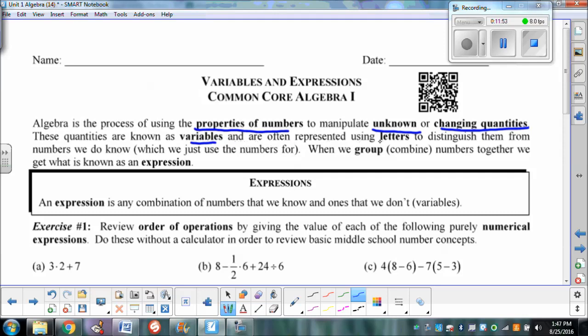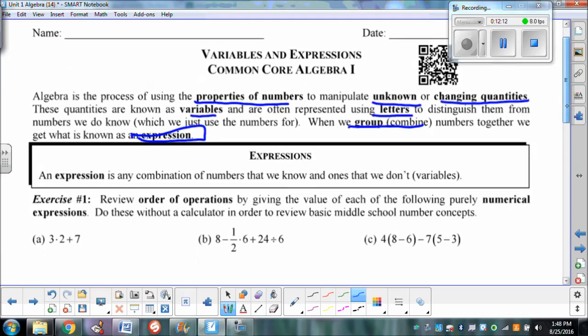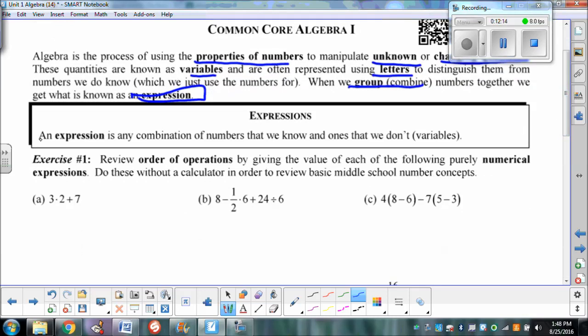And are often represented using letters, okay. Big popular one is the X. He's probably the most popular letter that we'll use. When we group or combine numbers together, we get what is known as an expression. Okay, there's a big difference between an expression and an equation. Okay, so it says an expression is any combination of numbers that we know and ones that we don't know.